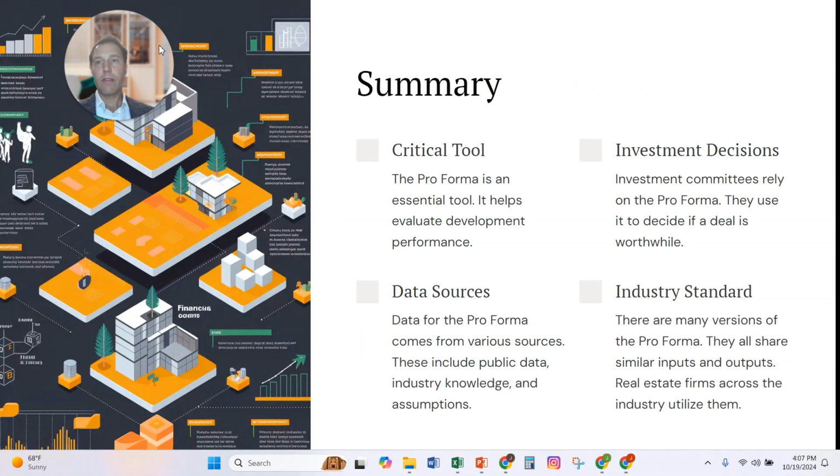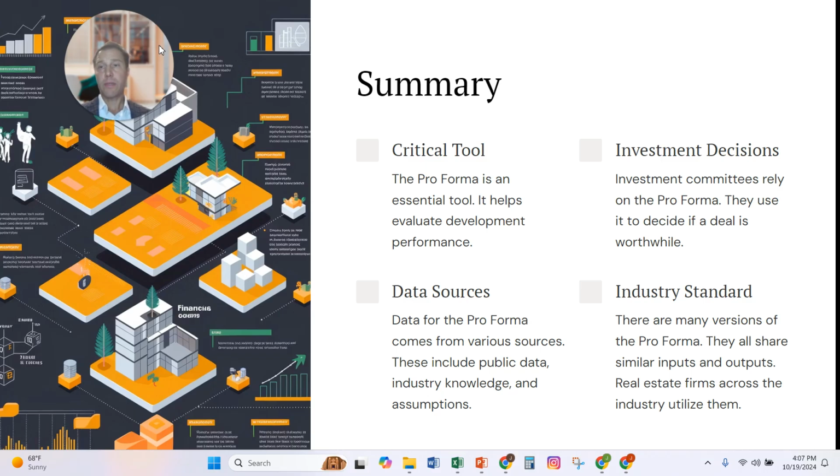In summary, the Proforma that we're going to learn in this course is a critical tool. It helps all developers, investors determine if they should or should not proceed with a property acquisition, a land acquisition, and if they should develop that property or keep a property as an operating asset.